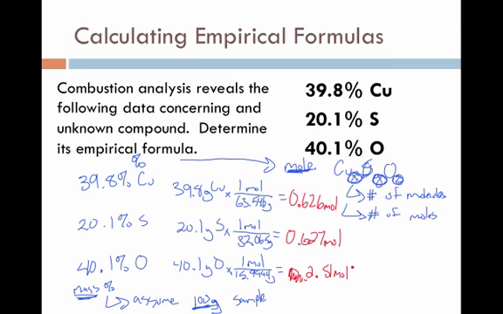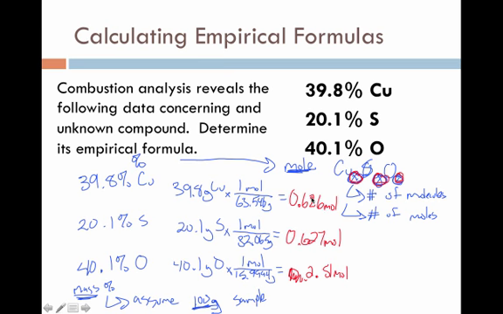So now that we've done a little bit of mathematics here, we've converted these three gram values into moles, and we get 0.626 moles of copper, 0.627 moles of sulfur, and 2.51 moles of oxygen. Now, unfortunately, the goal here is to come up with these values for x, y, and z for this substance, and these are not whole numbers, and we need whole numbers to plug in here. You've never seen a formula with a decimal in it. So we've got to use a little mathematical trick to convert these into whole numbers.